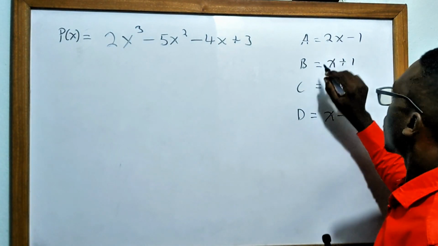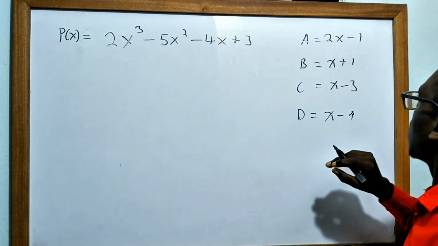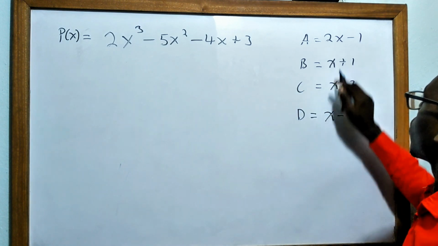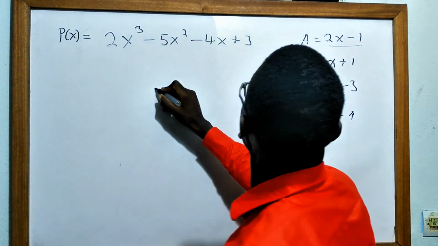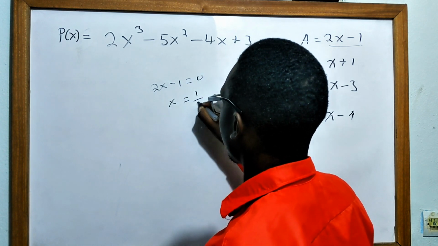Okay, let's start with this one. Or we can do it by elimination, by looking at the one that is less likely to be the factor. Looking at it, you can just choose this one first of all. You have 2x minus 1 equals 0, which means x is equal to half.